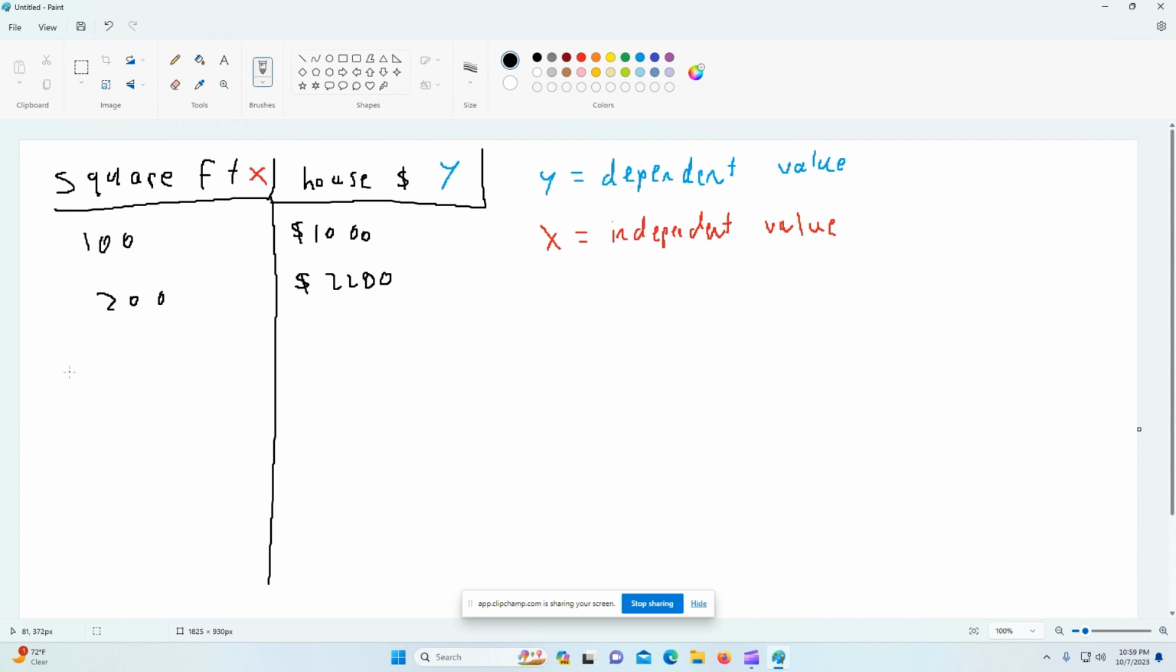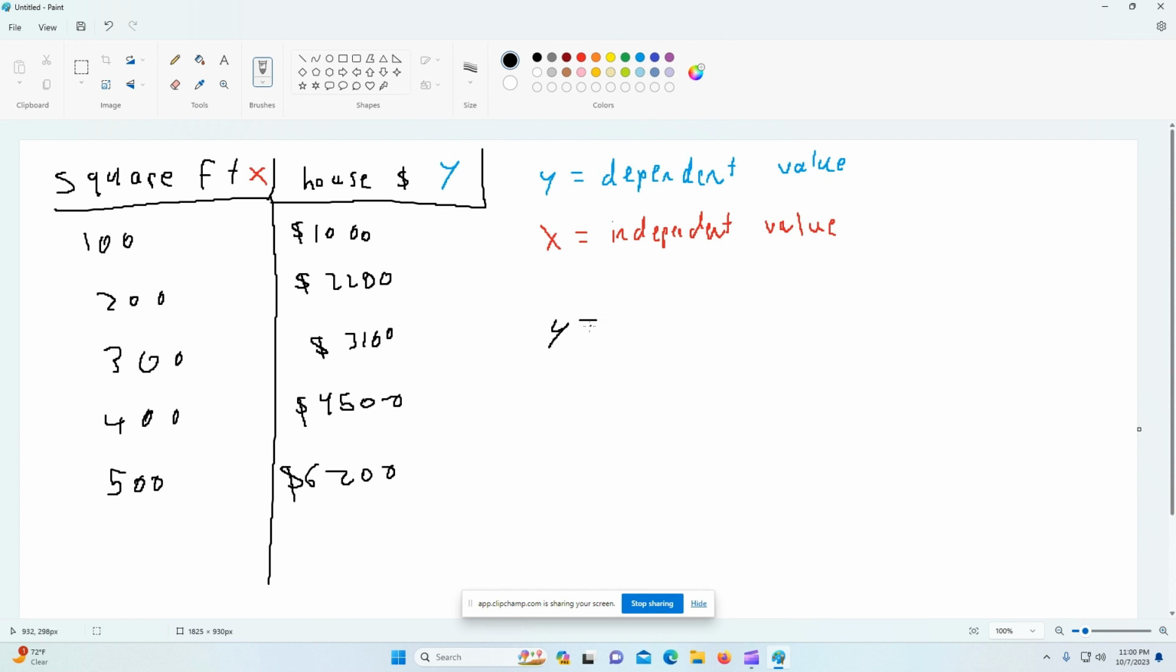So say this data set was to expand further. Say 300, 400, 500, and 3100, 4200, or let's just say 4500, and I don't know, 6200 or something. So we want to be able to predict this. We're obviously going to use y equals mx plus b.